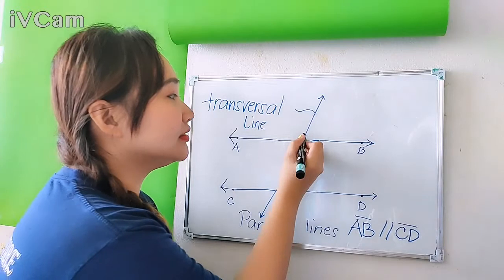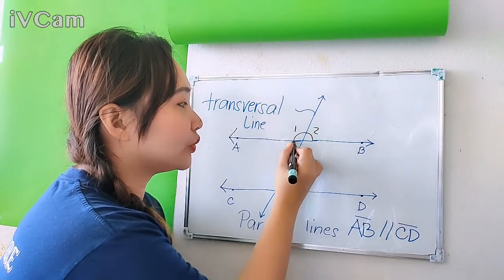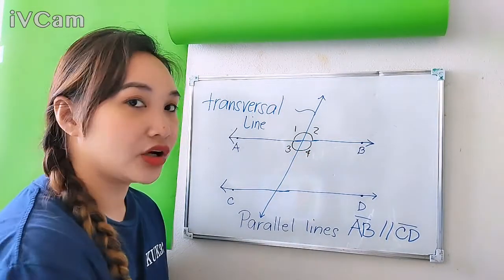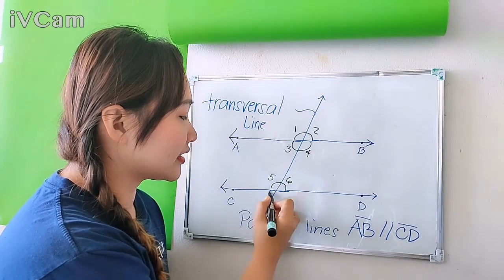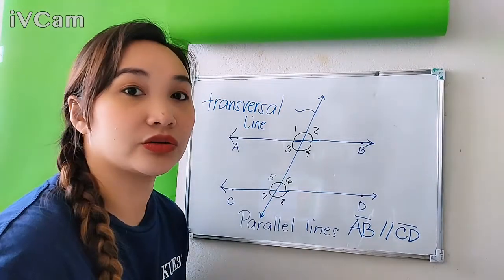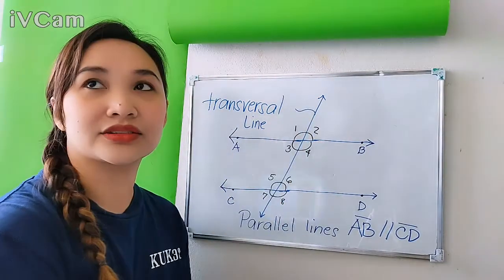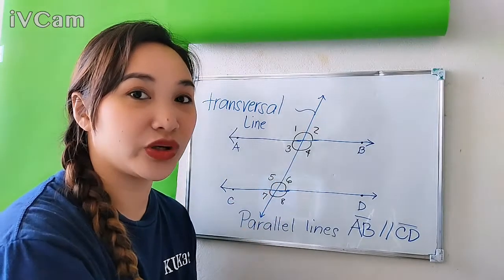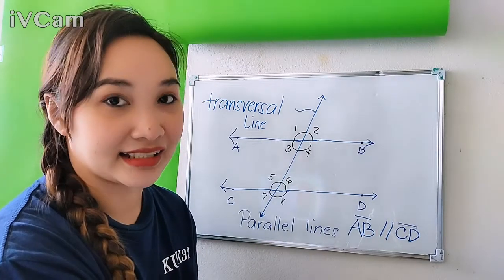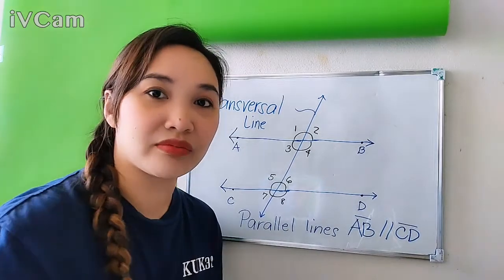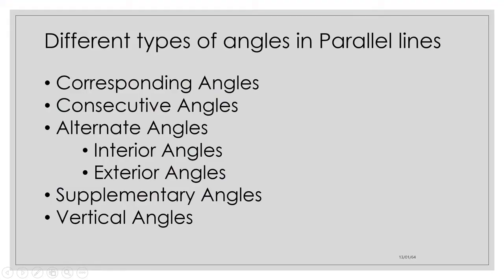We have angle 1, angle 2, angle 3, and angle 4. We also have angle 5, 6, 7, and 8. So when we cut two parallel lines with a transversal line, we create 8 different angles. Now, what are those angles? If you still remember, we have corresponding angles, consecutive angles, alternate interior angles, alternate exterior angles, and we also have vertical angles and supplementary angles.